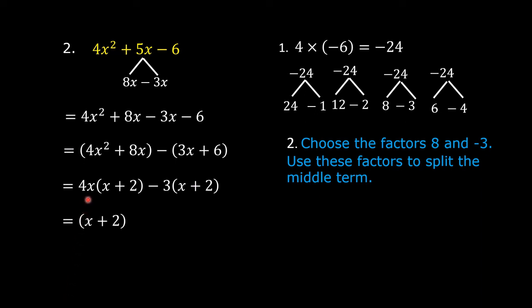Divide 4x times the quantity x plus 2 by x plus 2. Cancel x plus 2 with the x plus 2, we get 4x. And then divide negative 3 times the quantity x plus 2 by x plus 2. Cancel x plus 2 with x plus 2, we get negative 3. So this is now times the quantity 4x minus 3. The answer is the quantity x plus 2 times the quantity 4x minus 3.